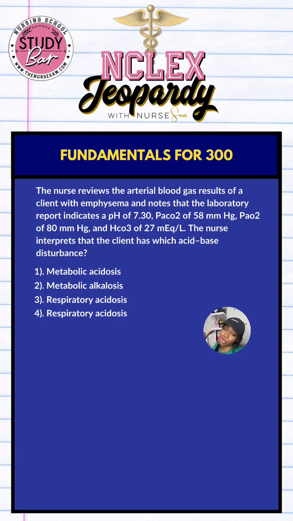This is fundamentals for 300. Love ABGs. Just kidding, I hate them. It says the nurse reviews the arterial blood gas results of a client with emphysema and notes that the laboratory report indicates a pH of 7.30, a PaCO2 of 58, PaO2 of 80, and an HCO3 of 27. The nurse interprets that the client has which acid-base disturbance?